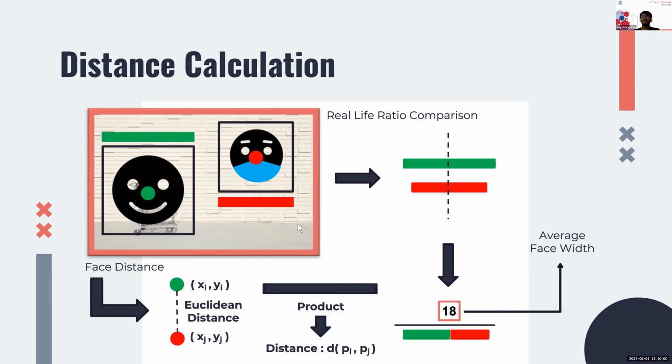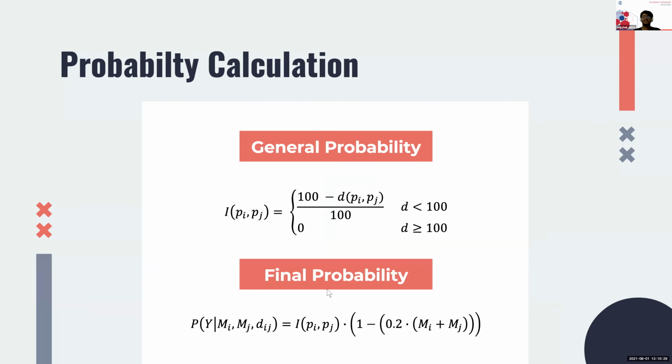In order to standardize this, or get a real life ratio comparison, we observed from our research that the average face width of a person is actually 18 centimeters. So we calculate a scaling factor and standardize it based on this value. If we see here, 18 is our average face width, and at the bottom we have the average of the bounding box side lengths. Once the scaling factor has been calculated, we multiply it with our Euclidean distance to get a real life distance.